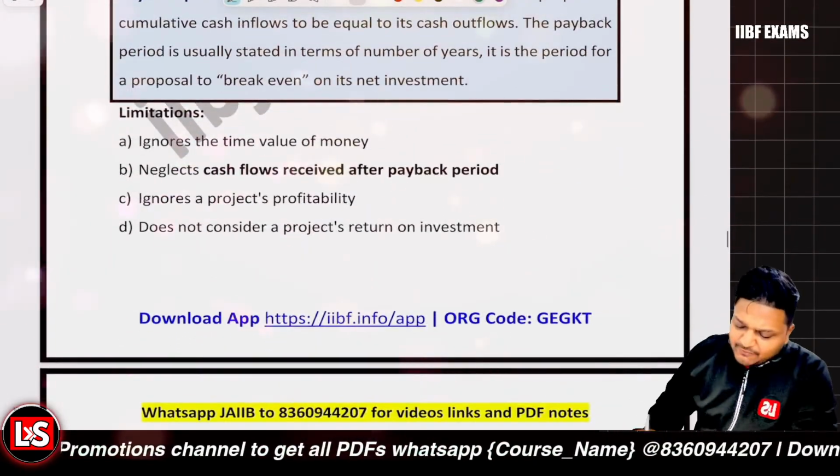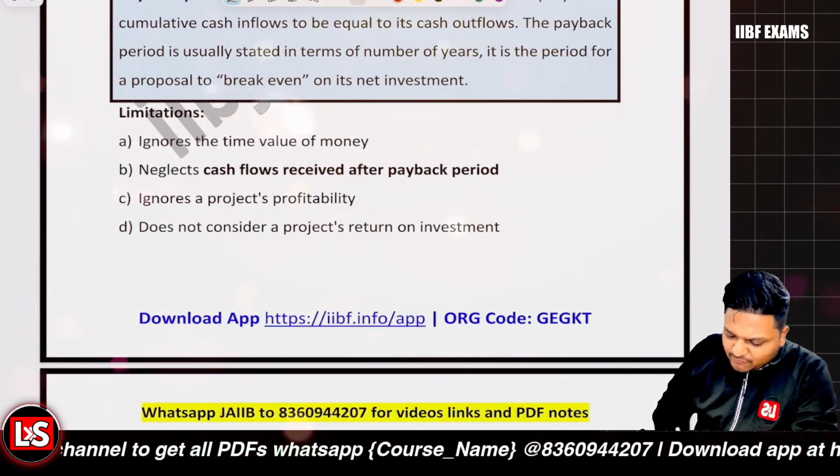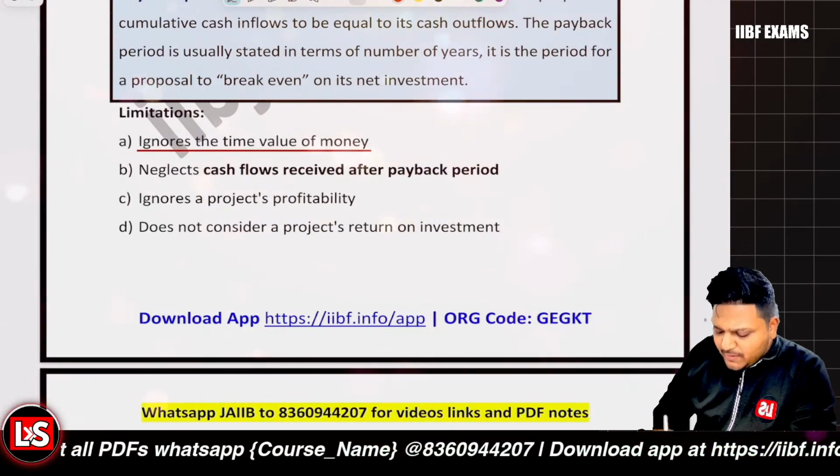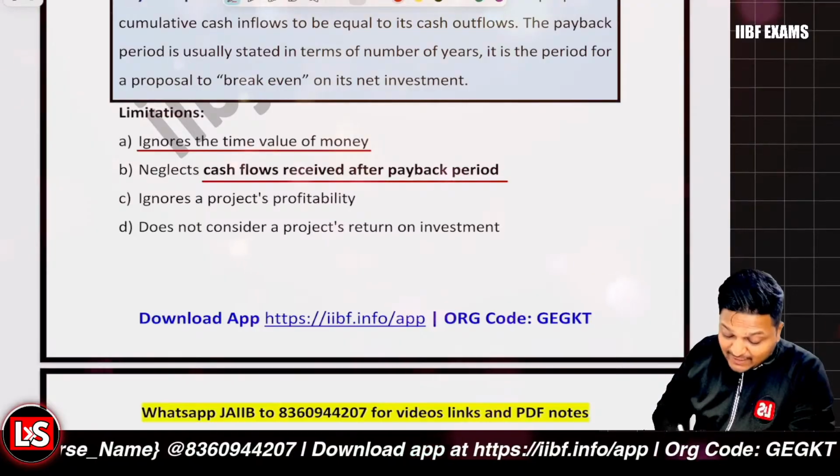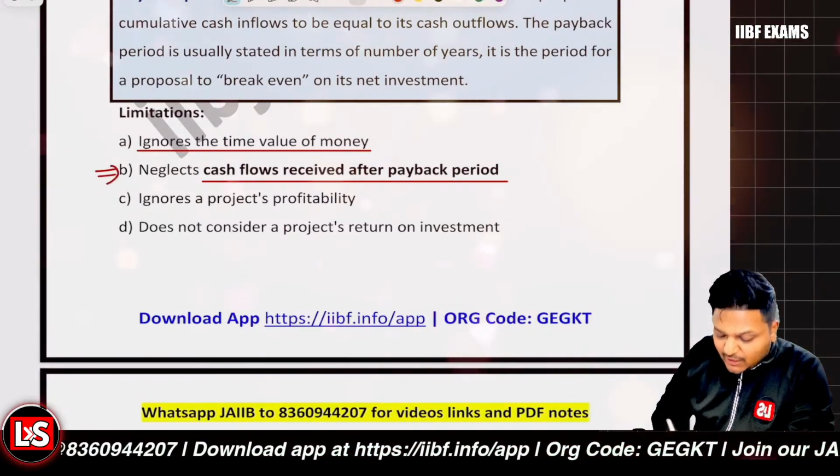So the limitations are, first of all, we do not consider the time value of money. We basically neglect the cash flows that are received after the payback period. That's a very big negative point related to it.